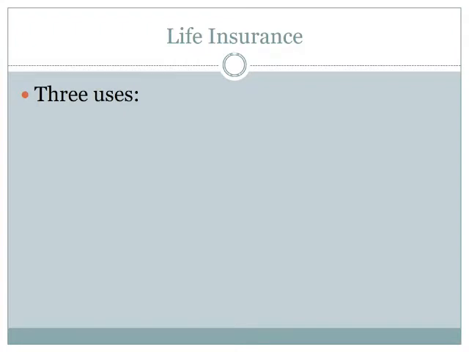So there are three different uses for life insurance. The first we've already talked about, and that's protection. If there's anyone financially reliant on you, then you should go ahead and get a life insurance policy. And as we said before, if you're young and healthy, go ahead and get one anyway.